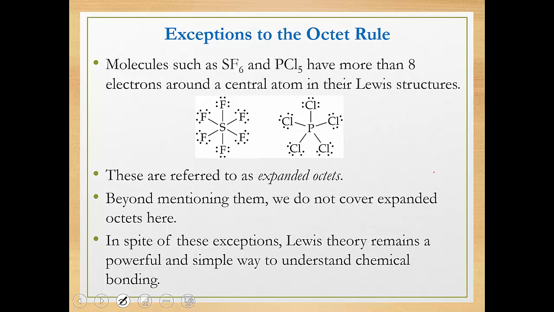Now, the other thing you can have is structures that have more than 8 electrons around the central atom. They've got their octet, but they just keep going. When you see this, this is referred to as an expanded octet. Okay, now, other than to let you know that these things exist, we're not going to really cover expanded octets here. We're not going to draw any of those or look at any of those.